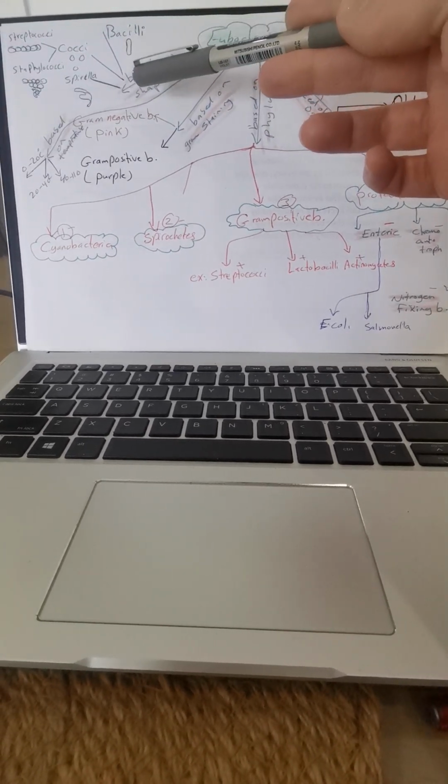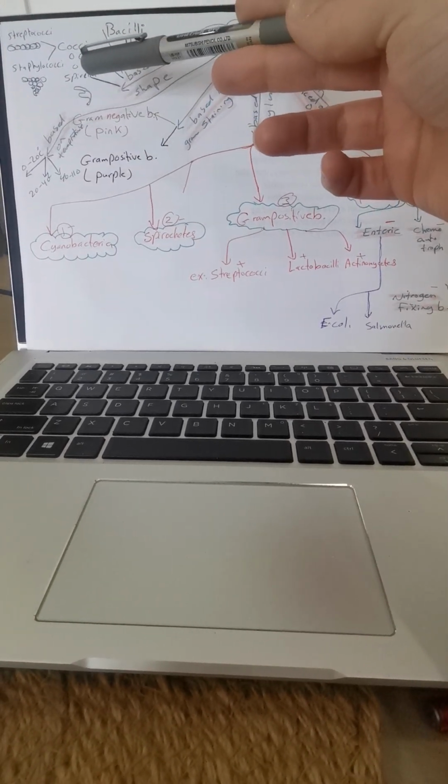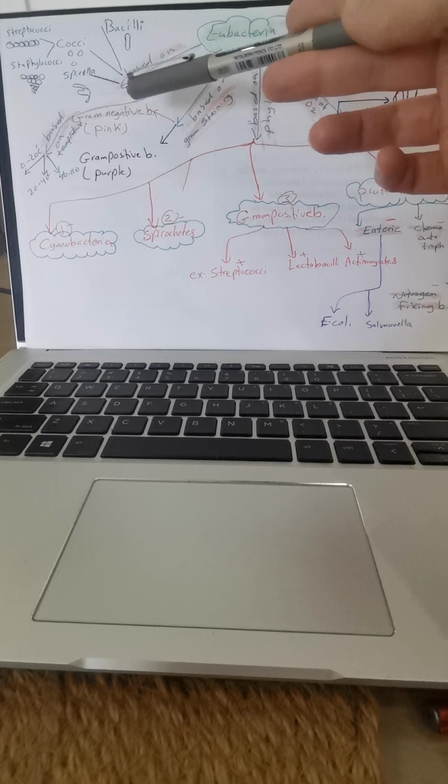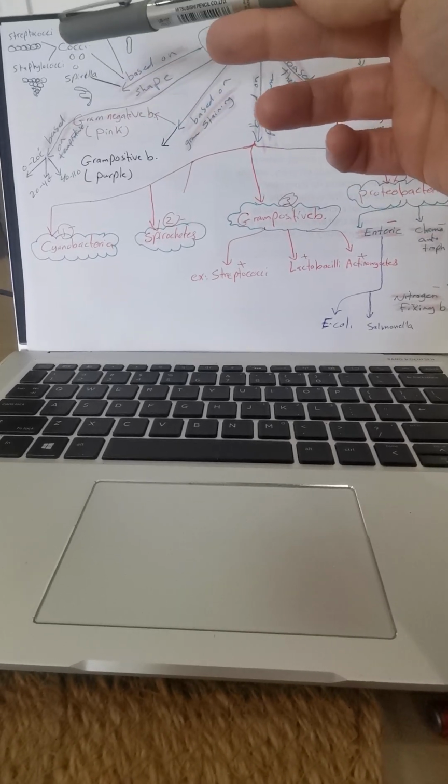If the bacteria have rod shape, it's named as bacilli. And if the bacteria have sphere shape, it's named as cocci. And if the bacteria have spiral shape, it's named as spirilla. And also we have another two shapes.